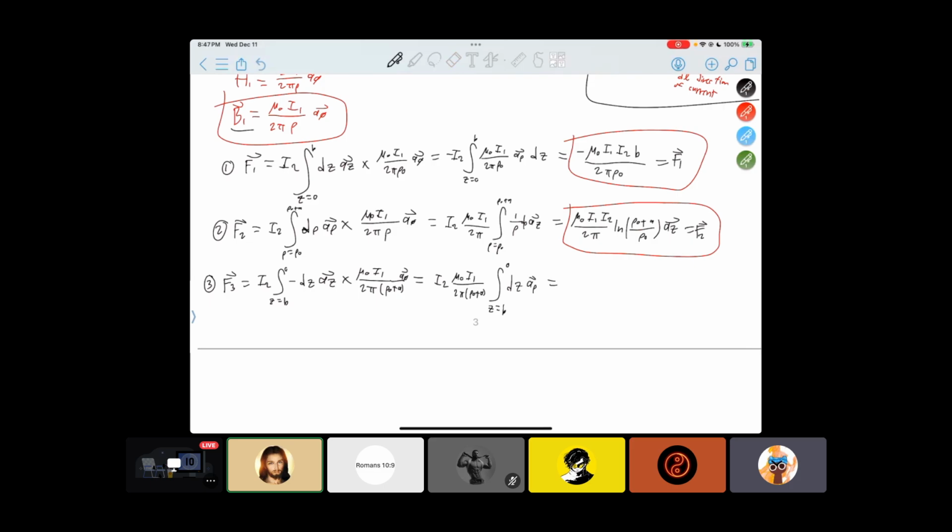Okay, just a quick sanity check there. So this would eventually be 0 minus b, so we just add a negative b here. So this will be negative mu naught I1 I2 over 2 pi rho naught, a_rho, times minus b. Don't forget b because it's minus b. And this is F3.